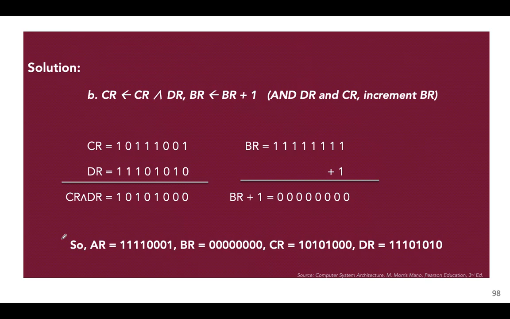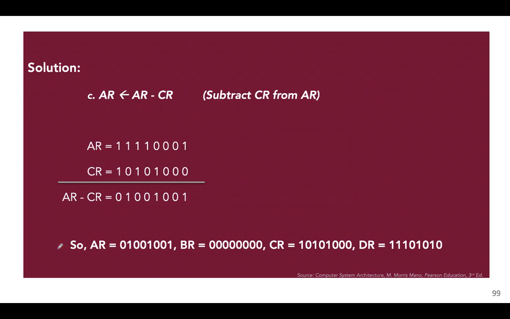Same goes for the second one. In this case, what you have to do is perform this operation and then perform increment also, and then finally tell what the four registers are. And in this one you have to subtract. Subtraction is done through 2's complement. So take the 2's complement of CR and you'll get the result. This I'm leaving up to you.